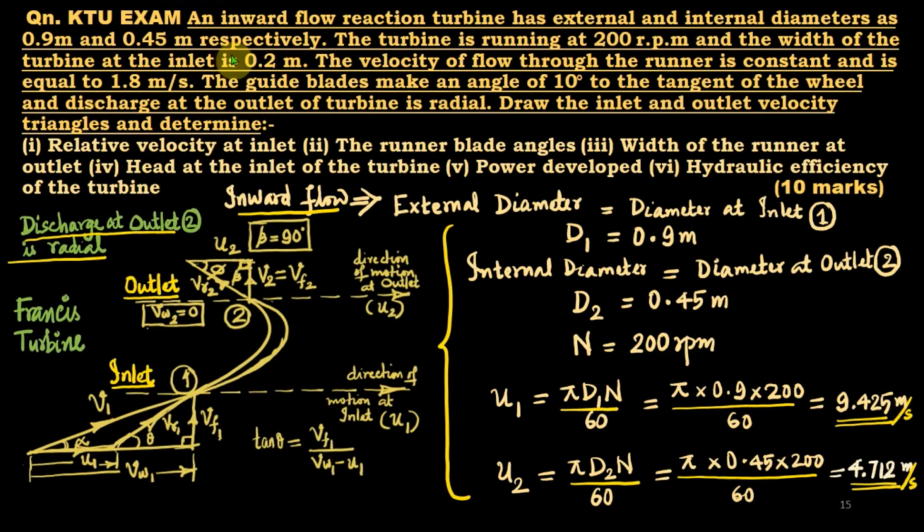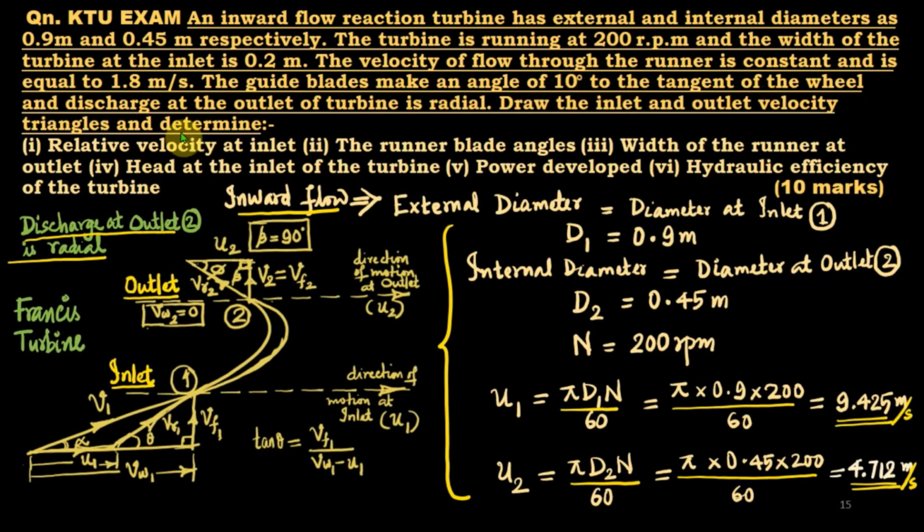Very quickly we will discuss one more problem. An inward flow reaction turbine has external and internal diameters as 0.9 meters and 0.45 meters respectively. The turbine is running at 200 rpm and the width of the runner at the inlet is 0.2 meters. The velocity of flow through the runner is constant and is equal to 1.8 meter per second. The guide blades make an angle of 10 degrees to the tangent of the wheel and the discharge at the outlet of the runner is radial.